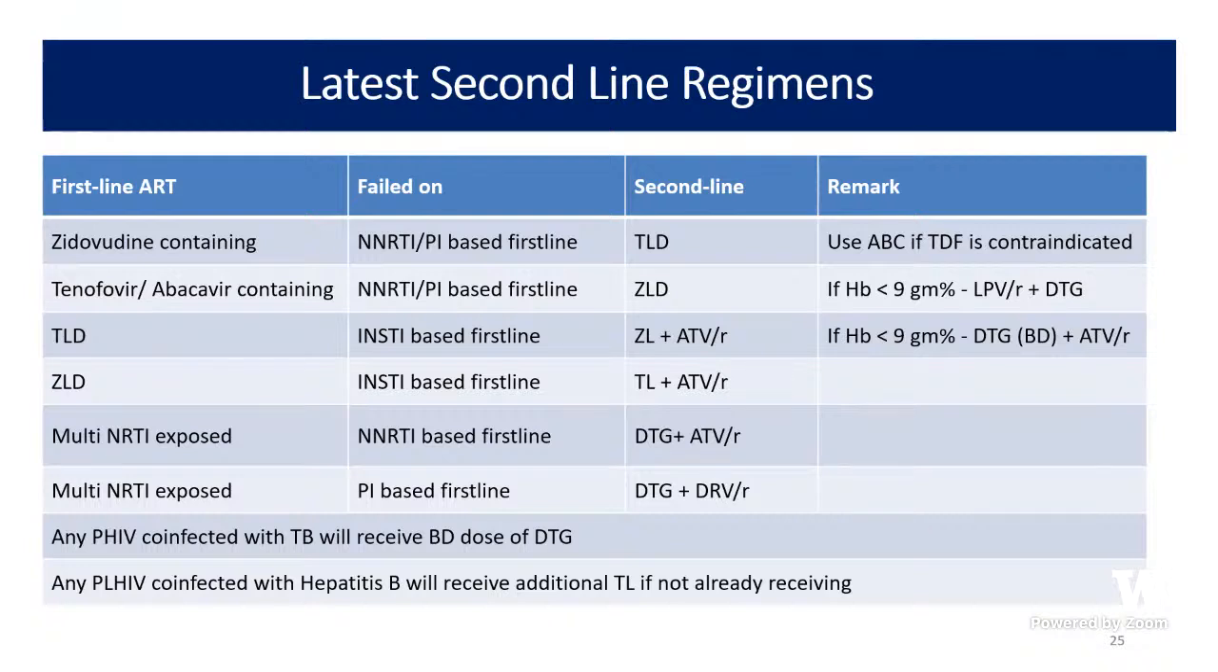Any PLHIV co-infected with hepatitis B will receive additional TL if not already receiving. So when we are doing these regimen changes, suppose we are going to DTG-ATVR or DTG-DRVR, and we are not careful that the patient is having hepatitis B, in these cases we really need to look into it. We have to add TL in these cases to suppress hepatitis. Otherwise, the hepatitis viral load will shoot up, and there will be liver damage.